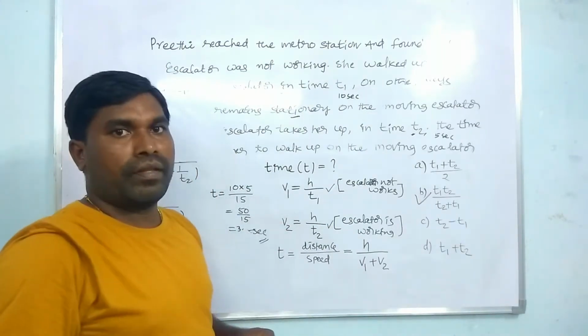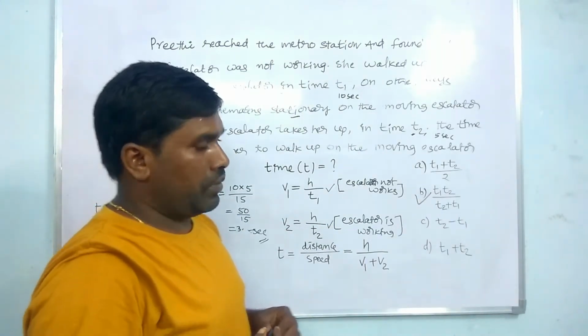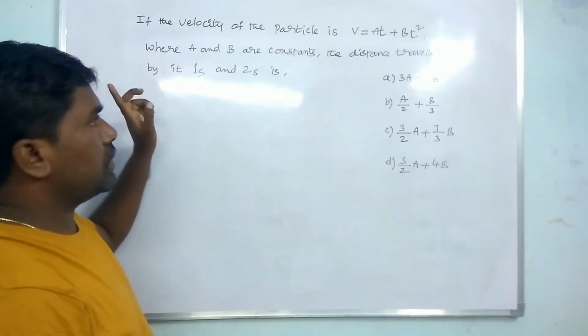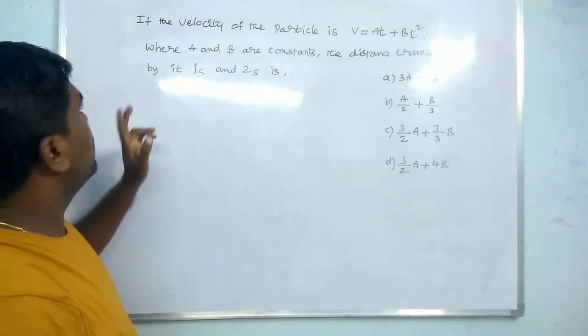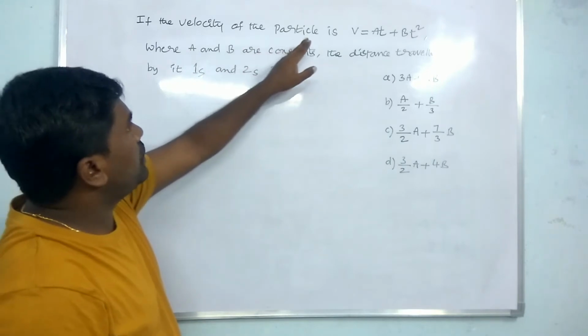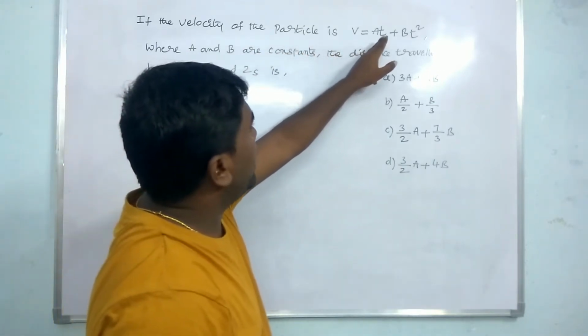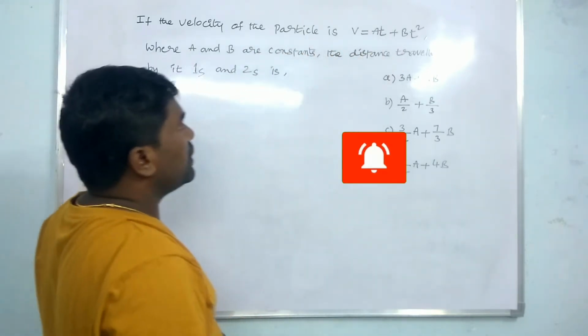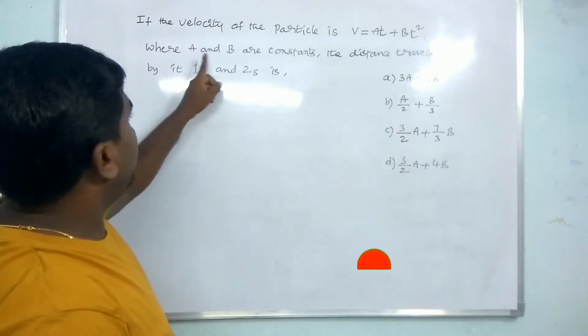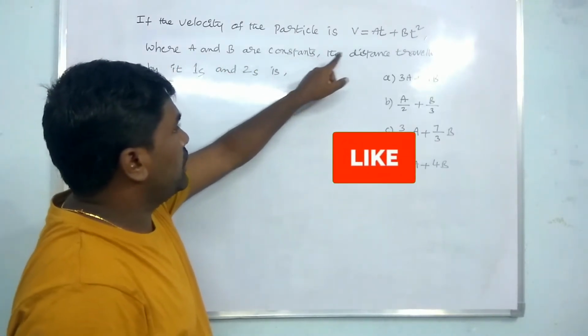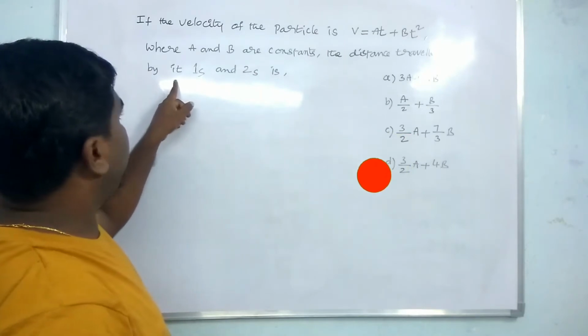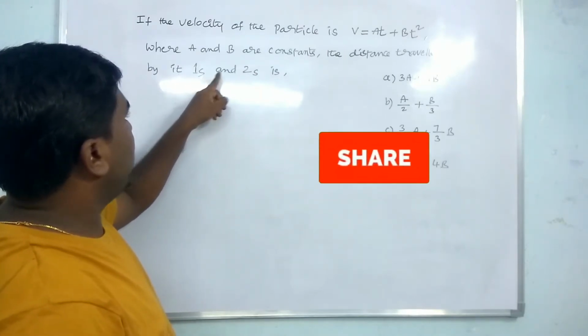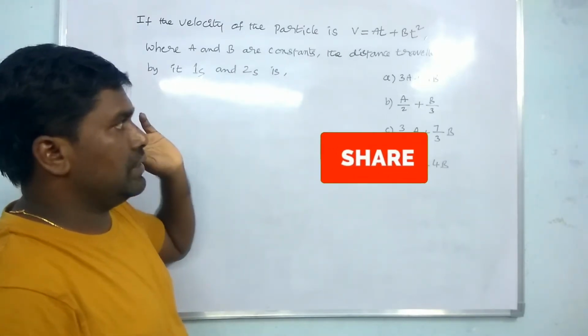Okay, so let us see one more example. This question was asked in NEET 2016. If the velocity of the particle is v is equal to at plus bt square, where a and b are constants, the distance travelled by it in 1 second and 2 seconds is.